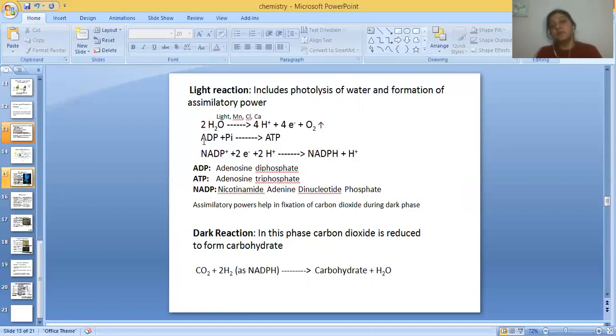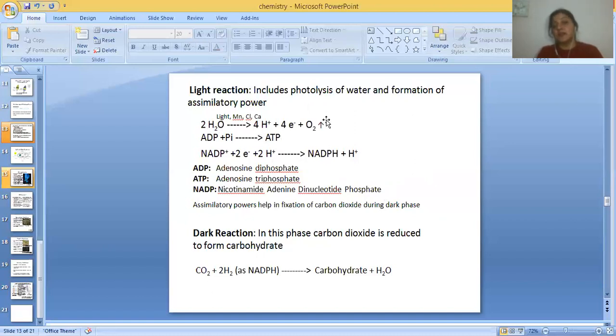Simultaneously, assimilatory power is produced in the form of ATP and NADPH. What is ATP? It is adenosine triphosphate. And what is NADPH? It's the reduced form of NADP, nicotinamide adenine dinucleotide phosphate. This assimilatory power helps in carbon dioxide fixation during the dark phase, and this is very essential.